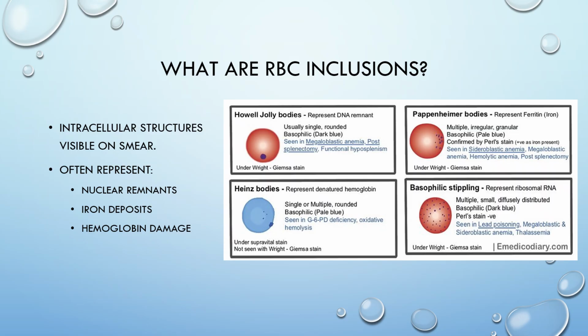So when we evaluate red blood cell inclusions, we're not just identifying small dots or granules. We're interpreting cellular clues about what went wrong during red blood cell development or survival. And as you'll see, each type of inclusion tells its own story about the underlying physiology.